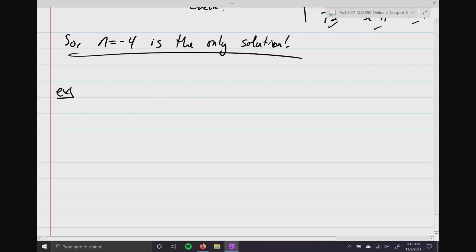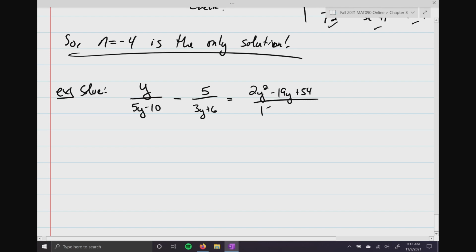All right, so here's this example. Once again, directions are solve. Now with this one, I'm not gonna rush through it, I'm just gonna do the problem. That's it. All right, so here we go. y over 5y minus 10 minus 5 over 3y plus 6 equals 2y squared minus 19y plus 54 all over 15y to the second minus 60. Okay? Now, step 1, let's get that LCD.